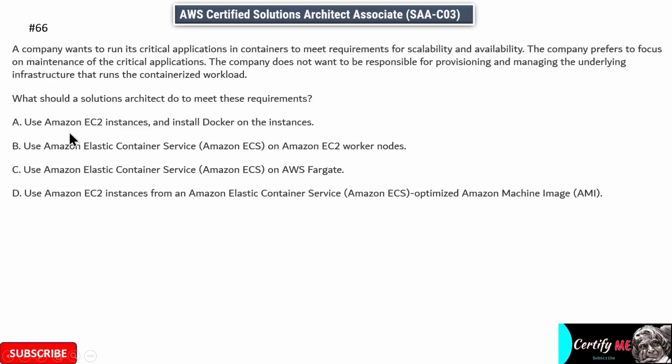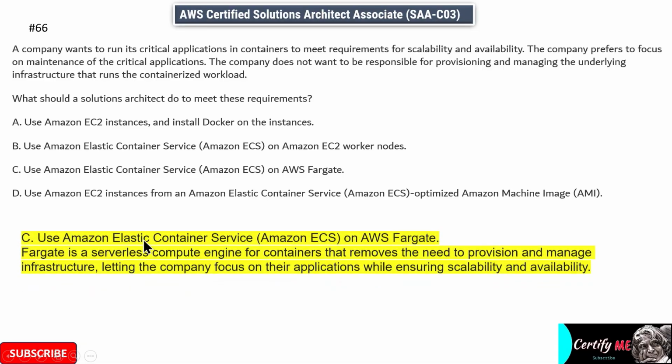Option A. Use Amazon EC2 instances and install Docker on the instances. Option B. Use Amazon Elastic Container Service on Amazon EC2 worker nodes. Option C. Use Amazon Elastic Container Service on AWS Fargate. Option D. Use Amazon EC2 instances from an Amazon Elastic Container Service optimized Amazon machine image. The correct answer is option C.